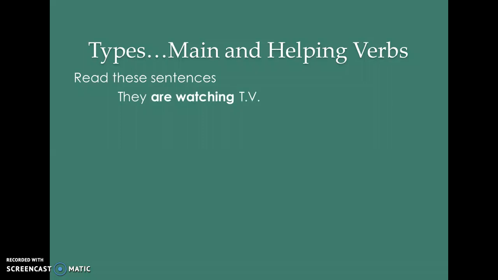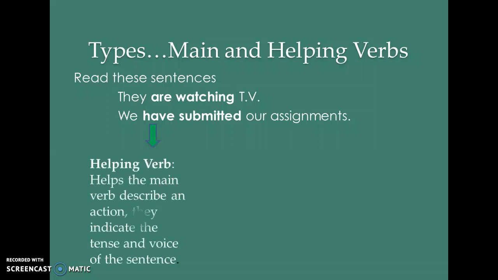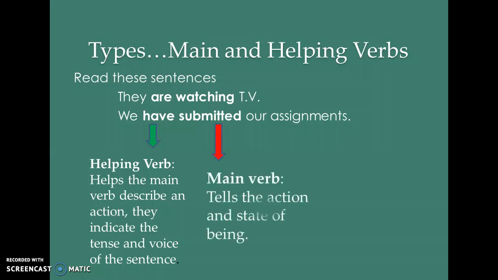Look at the first sentence. They are watching TV. We have submitted our assignments. In these sentences, are and have are the helping verbs because they help the main verb describe an action. They also indicate the tense and voice of the sentence. Watching and submitted are the main verbs because the main verb tells the action and state of being.